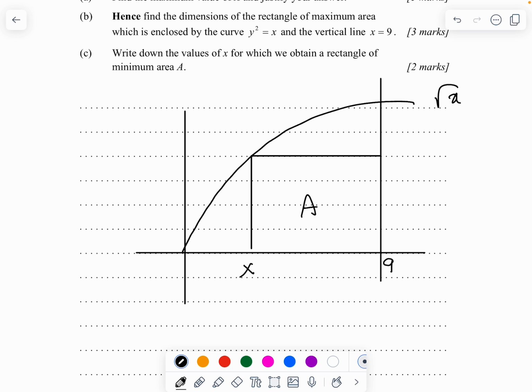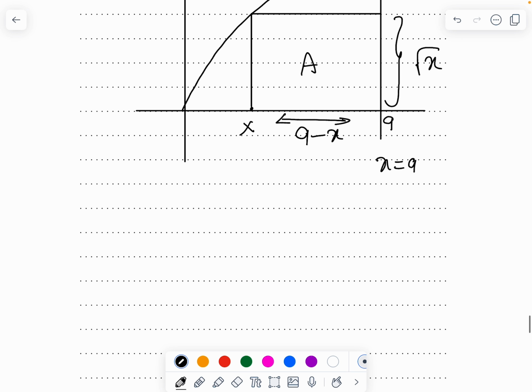Now this is x. So this is nothing but what? Square root of x. This value is square root of x. And x equals 9. If this is x, this value will be 9 minus x. From here to here it will be 9 minus x. Find the maximum value of A. So A equals 9 minus x times square root of x, which is 9 root x minus x power 3 upon 2.